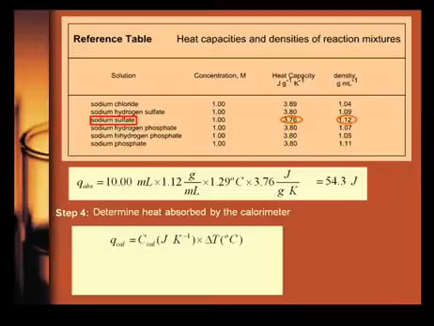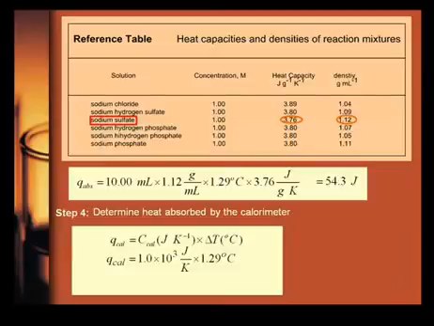Step 4 is determining the heat absorbed by the calorimeter. Q cal is equal to C cal, or the calorimeter constant, times the delta T. So Q cal is 1.0 times 10 to the third joules per K, or C cal, the calorimeter constant, times delta T of 1.29 degrees C. And you get Q cal equals 1.3 times 10 to the third joules.